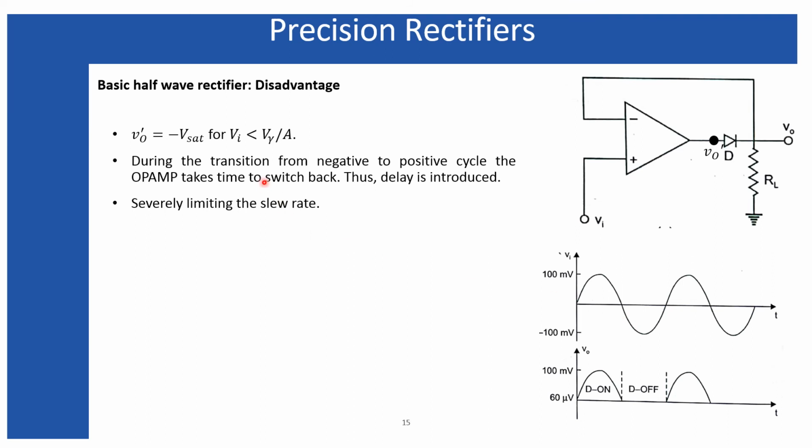And when the input is switching back from the negative half cycle to the positive half cycle, and becomes greater than this voltage, then the output of the operational amplifier should switch from the minus Vsat to the instantaneous value of the input voltage. Such switching is not taking place instantaneously, and that is why some delay is introduced at the output, and such delay severely limits the slew rate of the operational amplifier, or the slew rate of the precision rectifier.